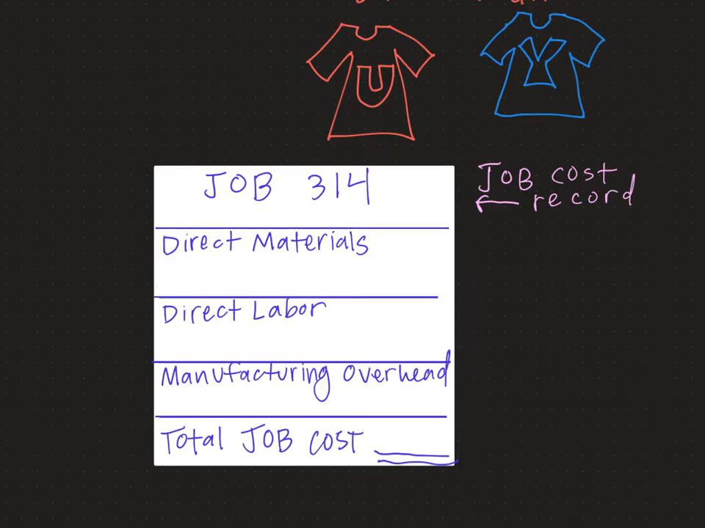We're going to make a section for each one on our job cost sheet. Under job costing, you get a total for each of our three types of production costs, and then add them all together to get the total cost of the job. So how do we get those figures? Let's start with direct materials.